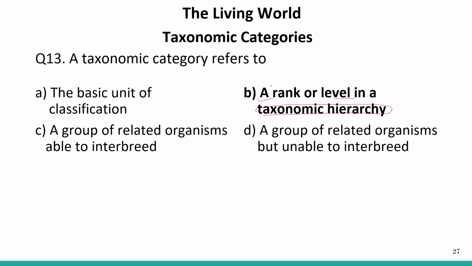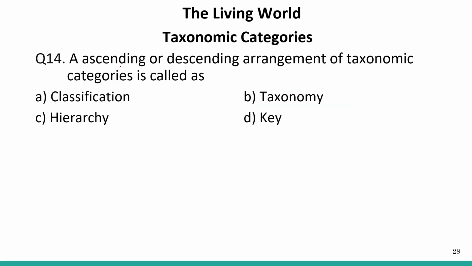Okay, I've already told you category is a rank. Rank, you can also say synonym is level. Okay, it is a rank in the taxonomic hierarchy. So option B is correct. The next question is ascending or descending arrangement. Ascending or descending arrangement of taxonomic categories is called. Okay, first option is classification, then we have taxonomy, then third option is hierarchy, and fourth option is the taxonomic key. Okay, so this is also a straightforward answer.